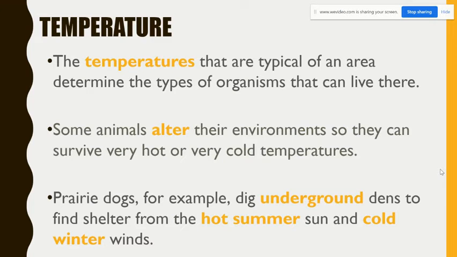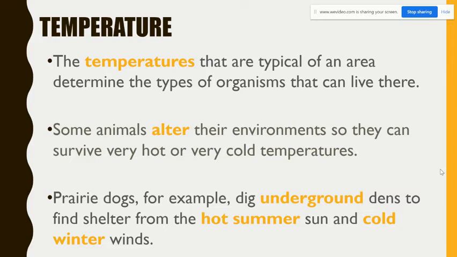Temperature is also another abiotic factor, and temperatures are typical of an area and determine the types of organisms that can live there. So, like we said, you couldn't take a prairie dog and put it in the tropical rainforest because there's different temperatures, there's different abiotic factors there, there's different types of food, all of that. Same with an Arctic fox who lives in the tundra: you couldn't put it in the desert. It wouldn't survive and it doesn't have the food sources there.